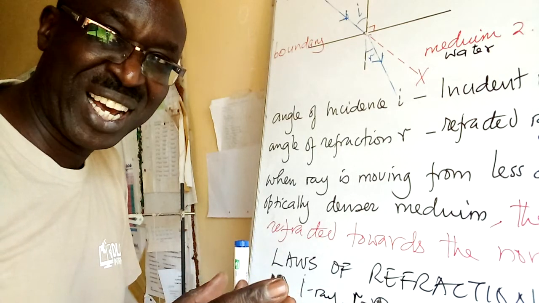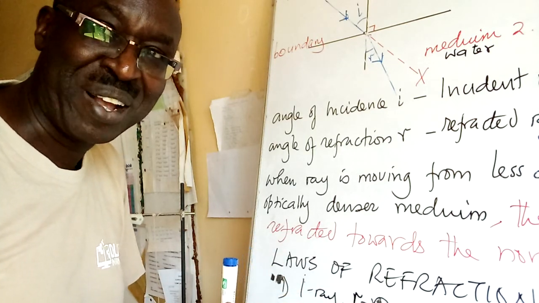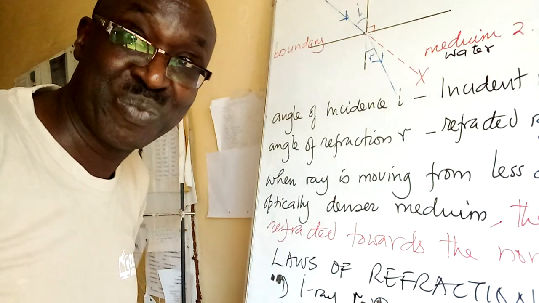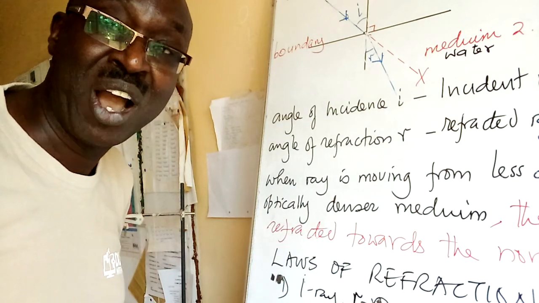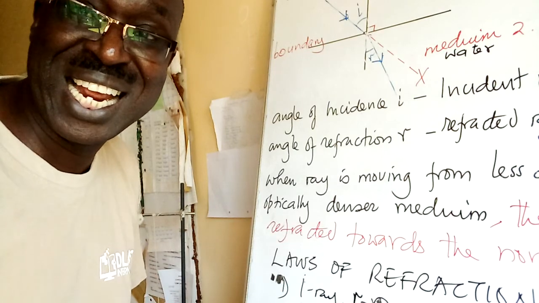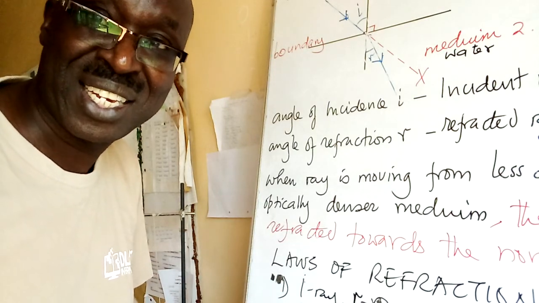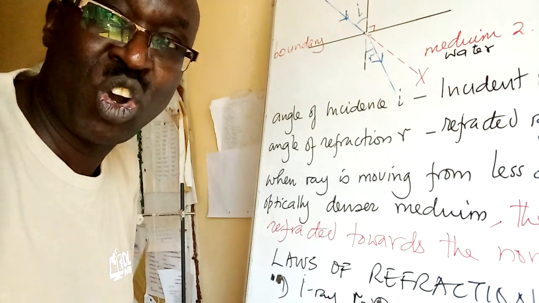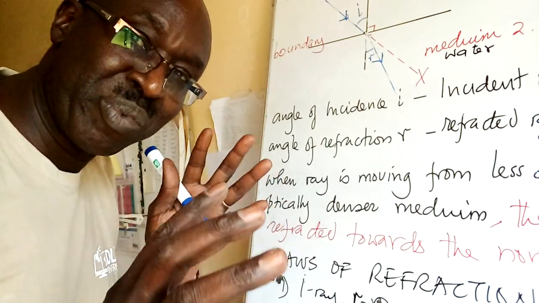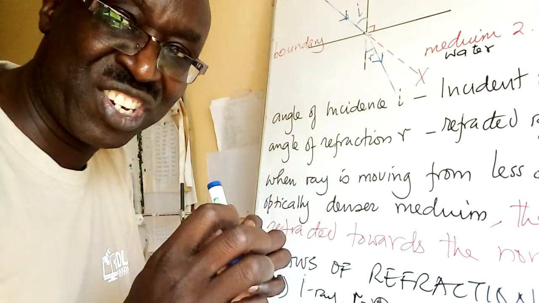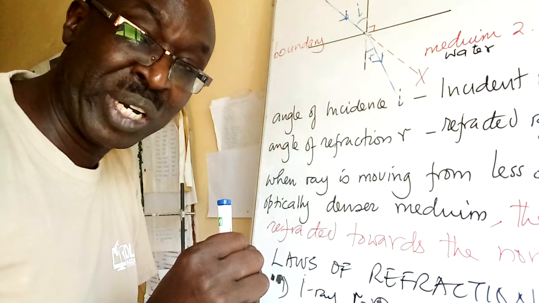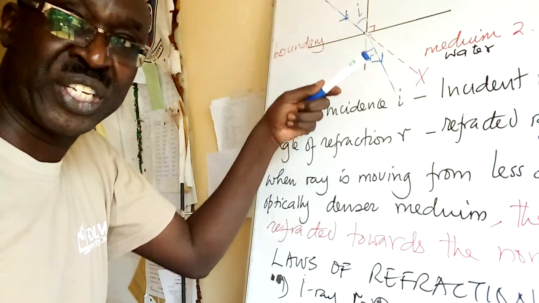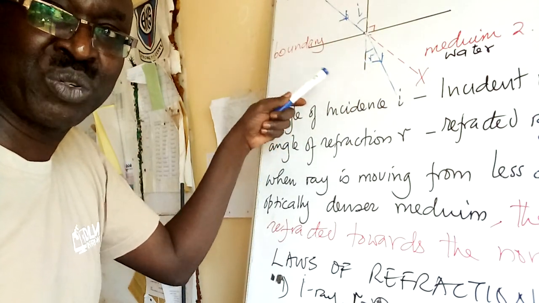Kidogo tofauti na density ile umesoma form 1. Maana ya form 1 tunasema density is mass over volume. Lakini unaposikia mambo ya optically dense or optically less dense, optical density ni mambo kidogo ya light, how light gets into material and how is transmitted. Now back to this.